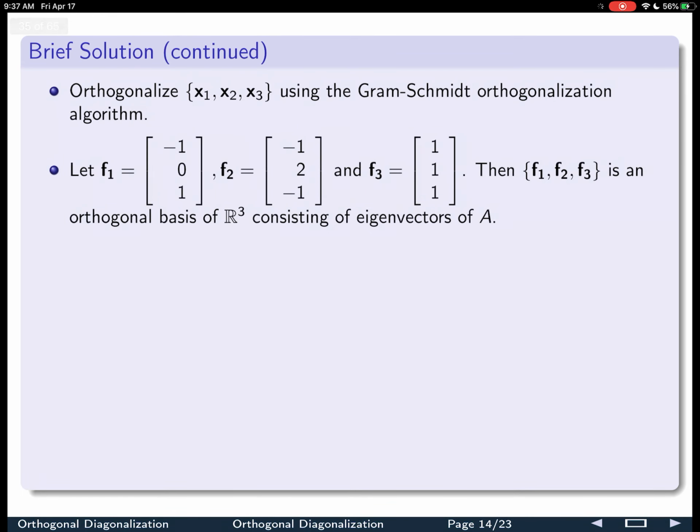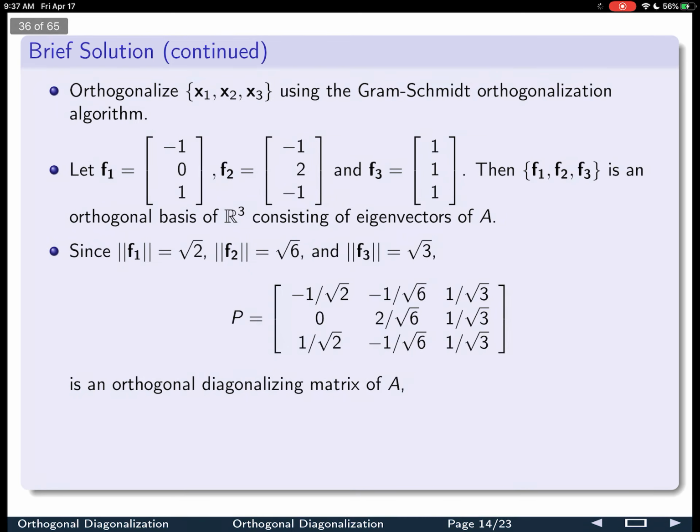So now they are all orthogonal, and the final step would be to normalize them so that they're all of unit length. This gives us a matrix P that is an orthogonal matrix. And that's an orthogonal matrix full of eigenvectors. And yes, the diagonal matrix corresponding to this matrix P would be the one with the eigenvalues in it.